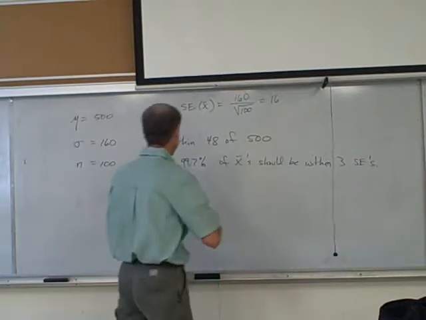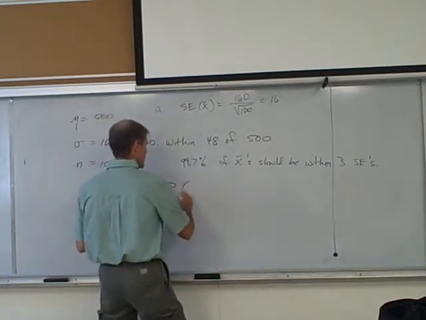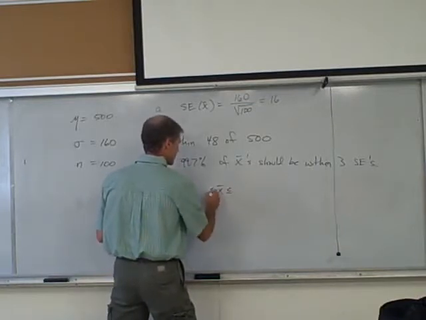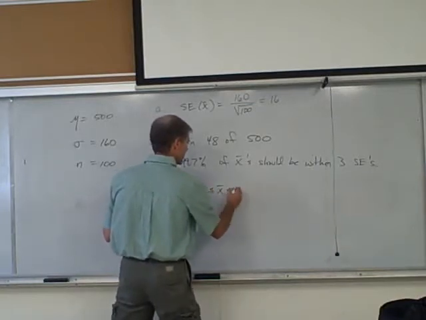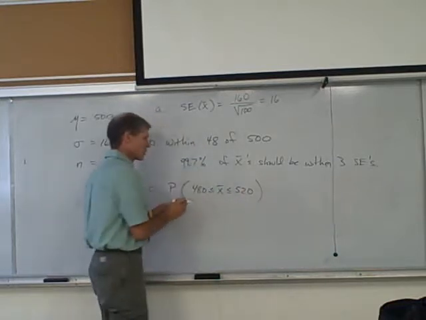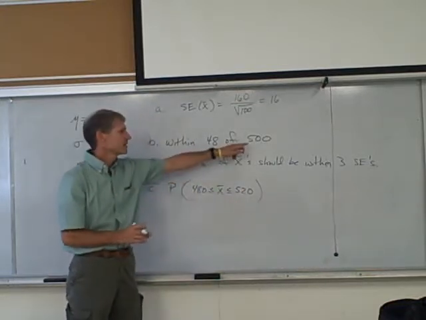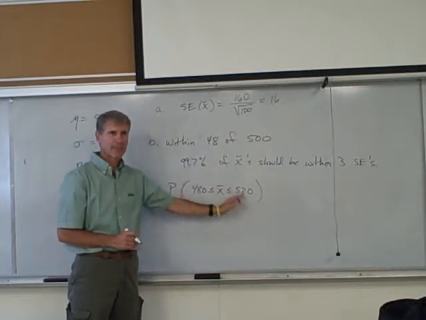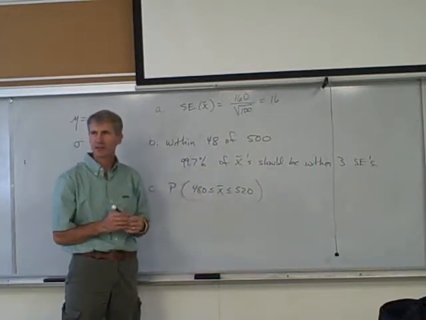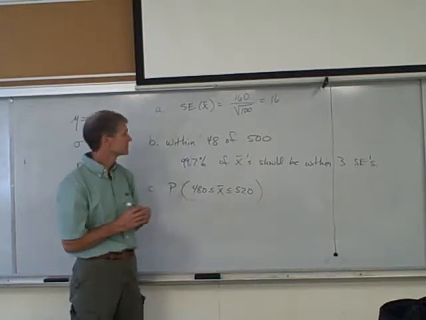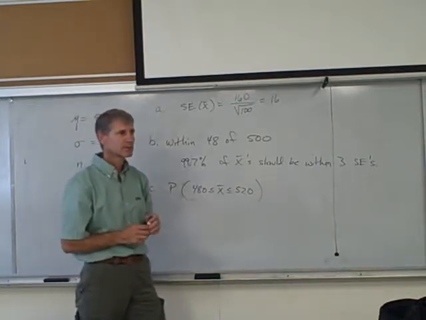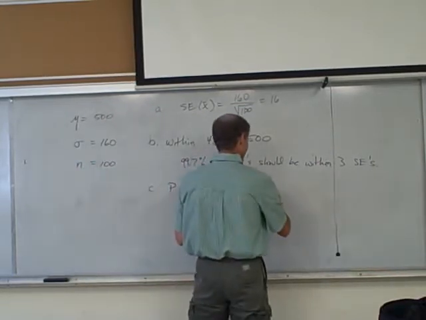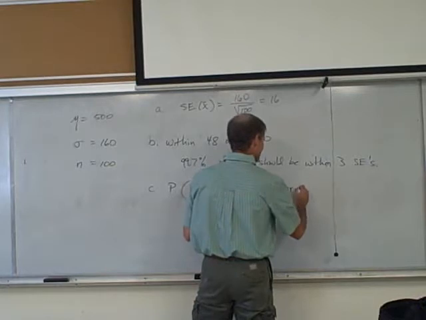We've got to calculate it. What they want is the probability that x bar will be between 480 and 520. It says within 20 of the mean 500. So that means between 480 and 520. Now how am I going to compute that probability? It's a normal CDF problem.